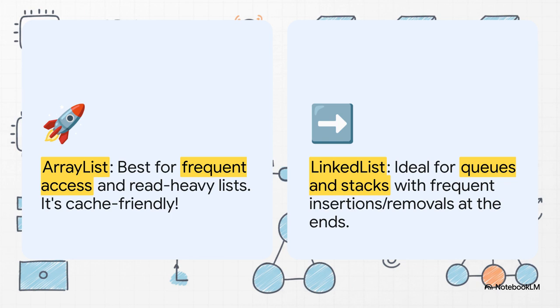You save the linked list for very specific cases, like when you are absolutely positively acting like a queue or a stack, constantly adding and removing from the ends, and you almost never need to search the middle.